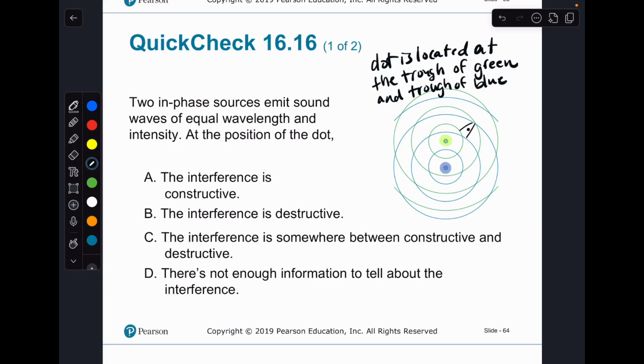So what are we adding here? We're adding -A plus -A, which gives us -2A. So that gives us constructive interference, right? Because the peak is getting bigger, it's bigger in the negative direction. And so we're definitely going to have constructive interference here.